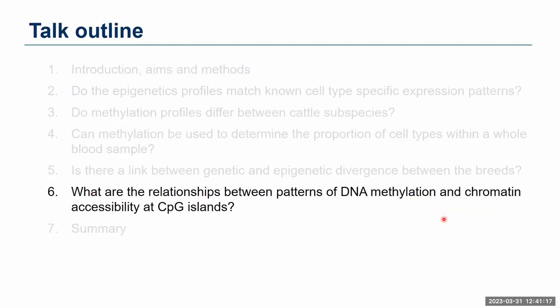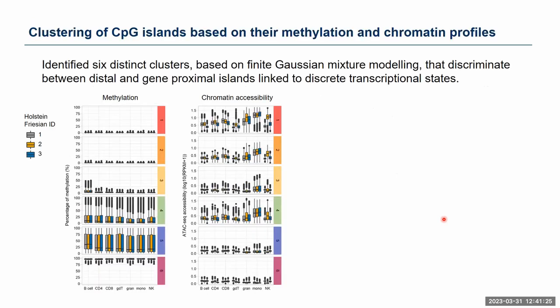And so finally, we then looked at the relationship between the patterns of DNA methylation and chromatin accessibility at CpG islands. So as I mentioned before, most CpG islands are thought to be unmethylated and open to allow transcription to occur. And then their methylation is associated with transcriptional repression. And so to look if we saw the same thing in our data set, I performed unsupervised clustering of CpG islands based on their percentage methylation and their chromatin accessibility, and identified 6 distinct clusters. And so these are what is represented in these plots.